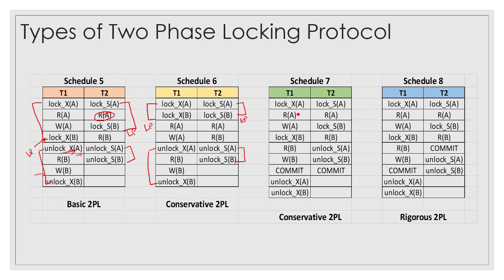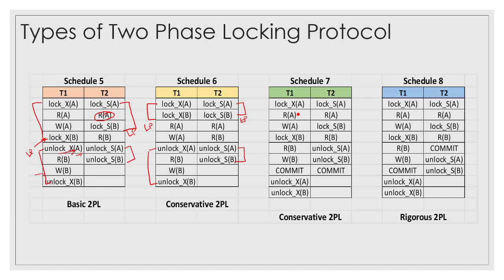Now schedule 7 is my strict 2PL. In strict 2PL, we know that all the exclusive locks will be released after the commit operation. Now, when we acquire an exclusive lock on a data item, we want to perform a write operation on the data item. So, as we are not releasing any of the exclusive locks from the data items where we have performed the write operation, there is no chance of dirty read.